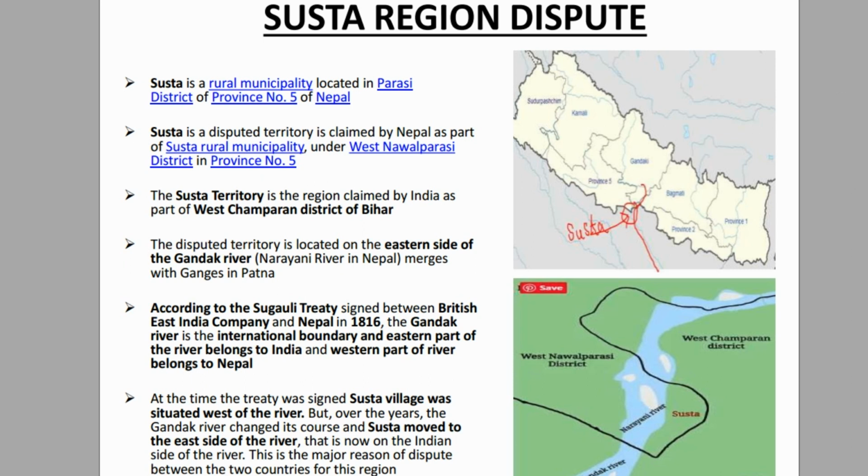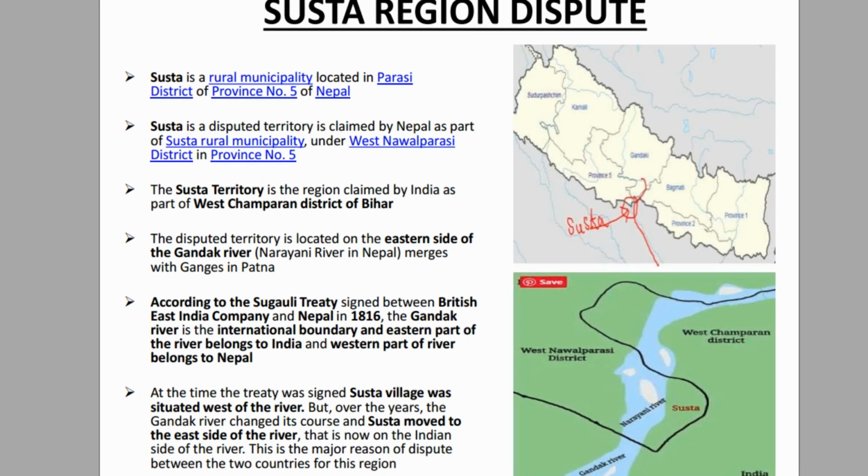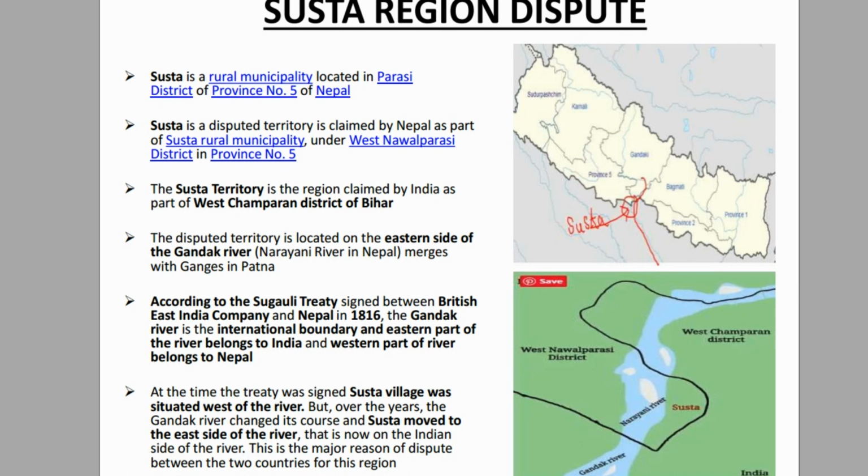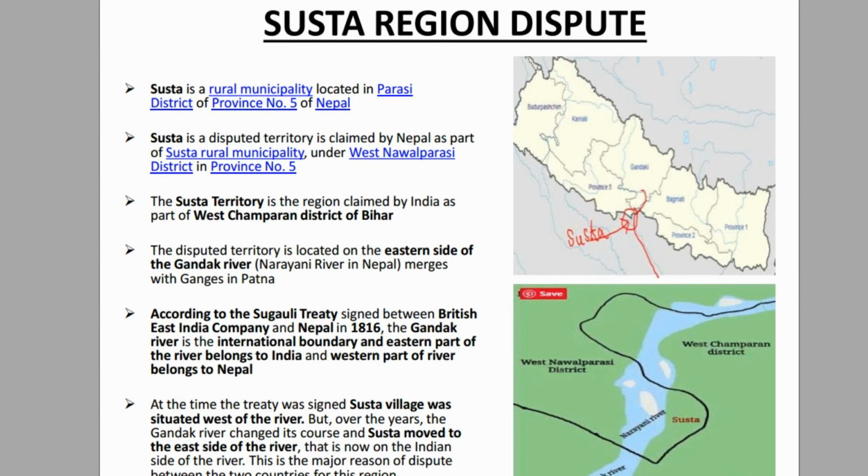So Nepal once published this updated map of Nepal. They did not only include Kalapani territory in their own map, they also included the Susta region. Now the Susta region is very interesting. Can you see this map? This is Nepal's map, and here lies Bihar. Along Bihar and Nepal comes a river. That river is the Gandak river, very famous, which meets the Ganga in probably Patna.